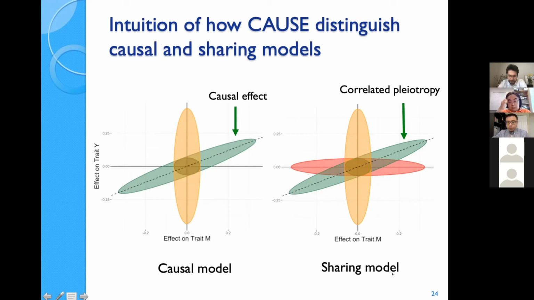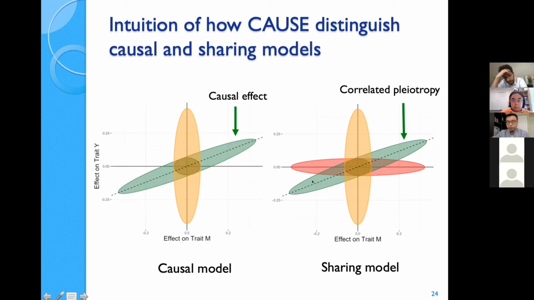So on the sharing model, what happens is that you could have variants acting only on the trait M, but not on the phenotype. So there are the red lines here, right? The variants can change your M, but because M doesn't have a causal effect on Y, they may not have an effect on Y, so they will basically be close to the x-axis. So the red ones here.